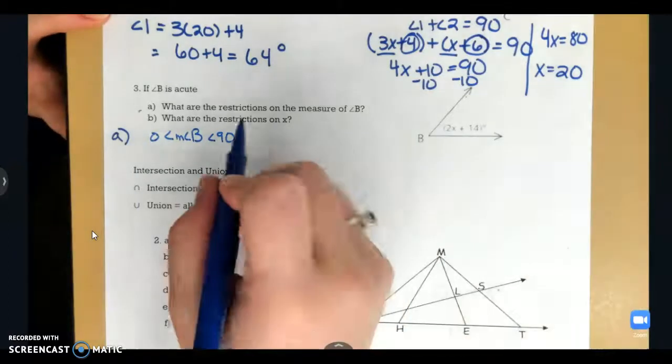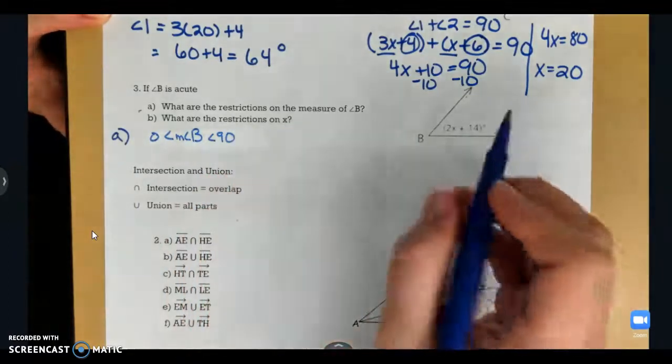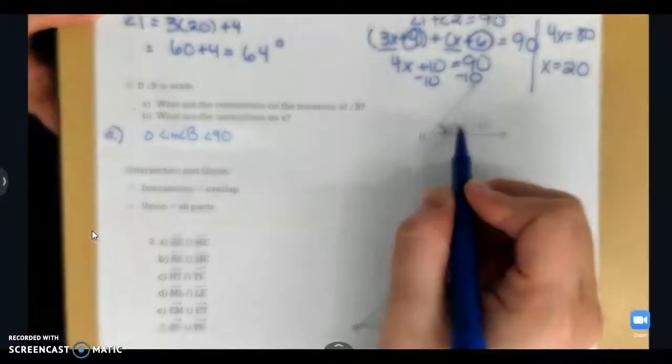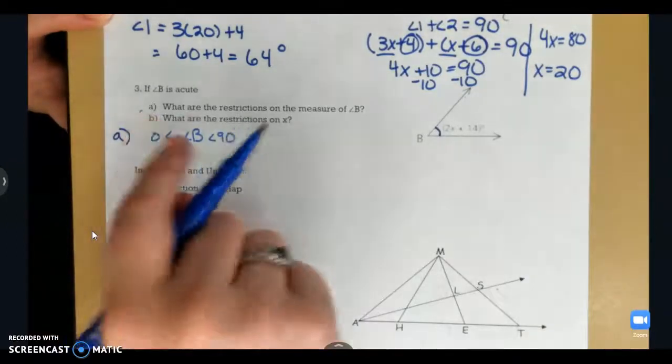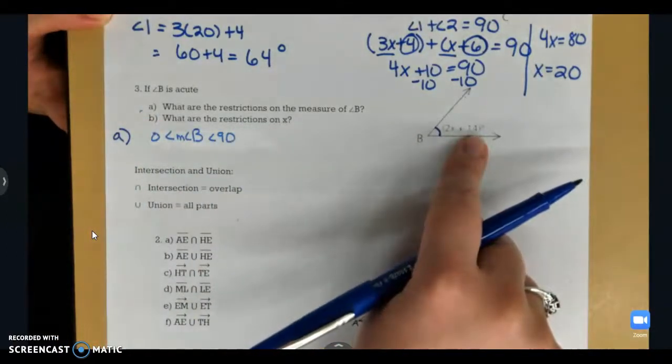Now part B asks for the restrictions on x. Now we're told that this measure of angle B can be represented with the expression 2x plus 14. So to do part B, we are going to substitute in this expression in place of the measure of angle B that we made here in part A.